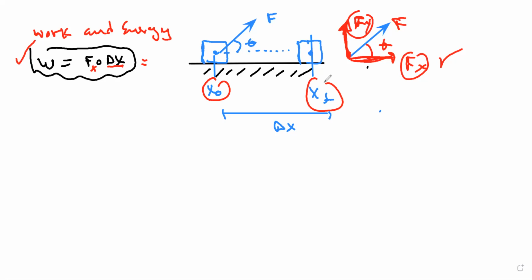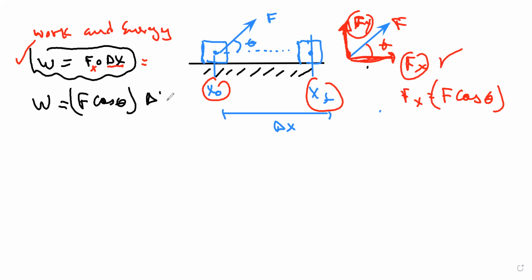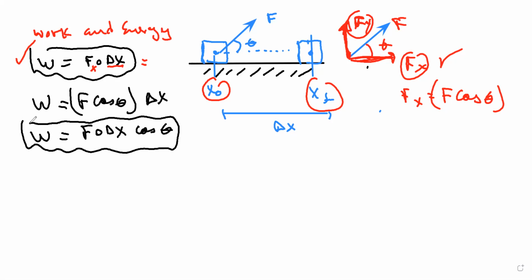So f of x is going to be equal to f cosine of theta, and then you're going to plug it over here. So the work is going to be f of x, which is f cosine of theta, multiplied times delta x. You can play around with these factors. It's going to be f times delta x times the cosine of theta. And this is going to be your formula to calculate the work done on a particle.